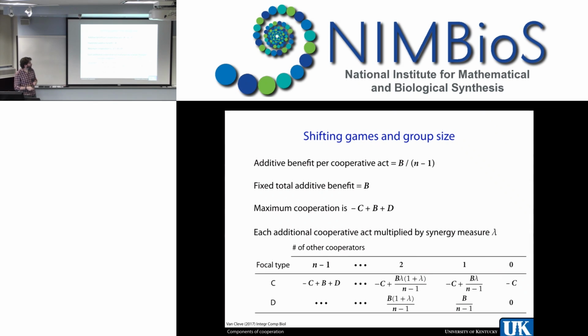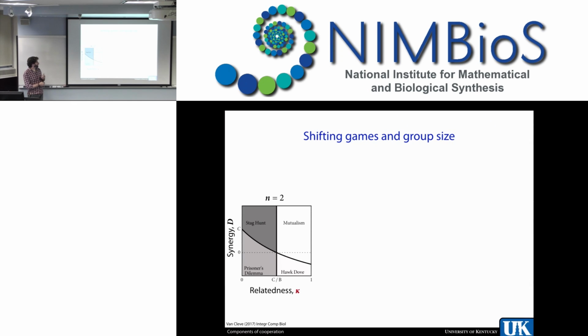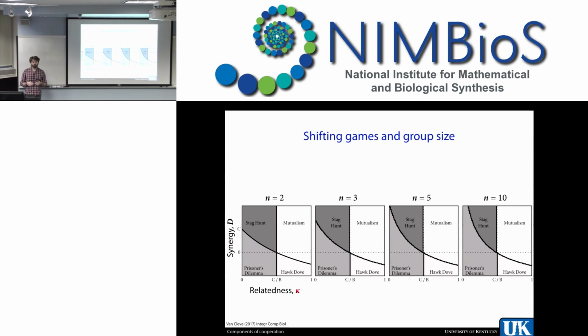And it uses this kind of multiplicative synergy component. Part of the trick of this model is turning this d into this other parameter, where the model has some nice solution properties. But the upshot is that we can take our plot for when we vary relatedness and synergy and change it, in this case, for the number of individuals in the group, going from 2, 3, 5, and 10. And remarkably, the pattern is very, very similar.